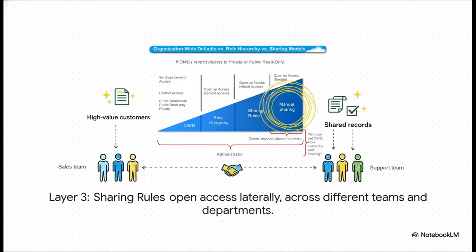But what happens when people from different teams need to work together? You know, people who aren't in the same direct line of management. Well, that's what sharing rules are for. This is about opening access sideways. We can create an automatic rule that says, for example, anytime there's a high-value customer, automatically share that record between the sales team and the support team. It creates these specific, predictable pathways for teamwork.